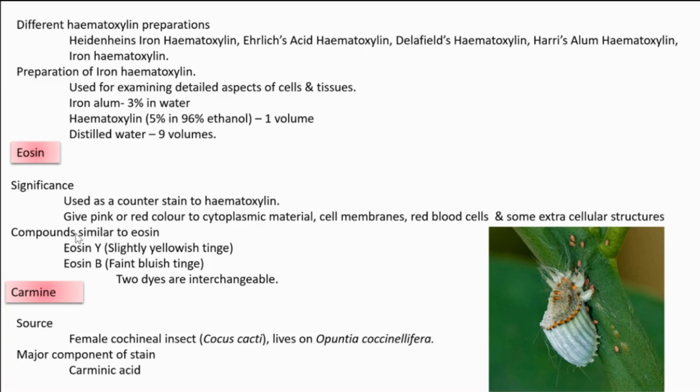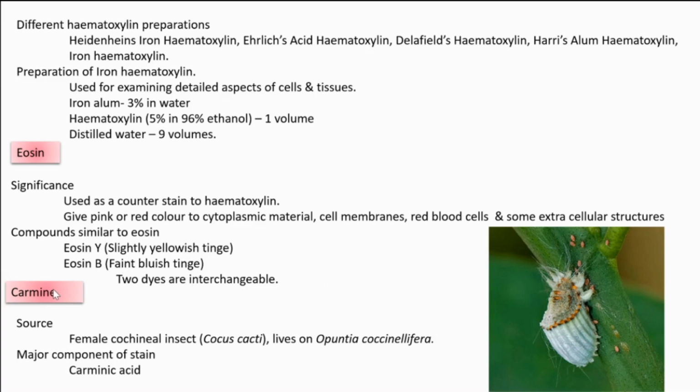Then there are some other stains similar to eosin. They are called eosin Y and eosin B. Eosin Y is slightly yellowish and eosin B has a slightly bluish tinge. The two dyes are interchangeable because we can use both of these stains in similar situations. It doesn't matter if we change eosin Y for eosin B or eosin B for eosin Y. No problem for that. So the two dyes are interchangeable.